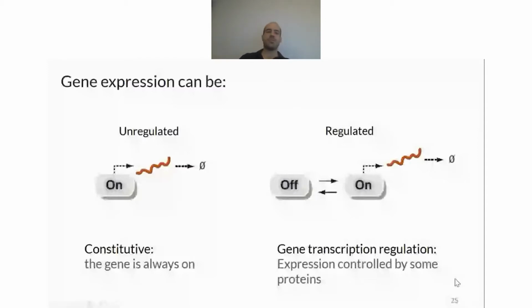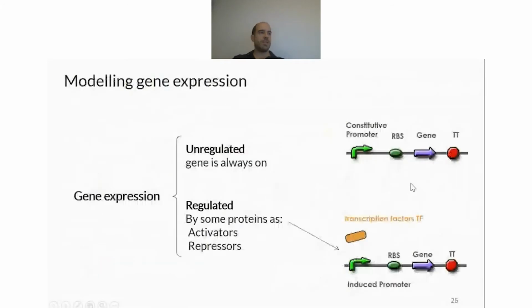And the second option is that we can have a regulated transcription and translation process, and that will lead us to the option of having the gene on and off, and to decide when we want gene expression to happen. And so let's go a little bit more deep on that.